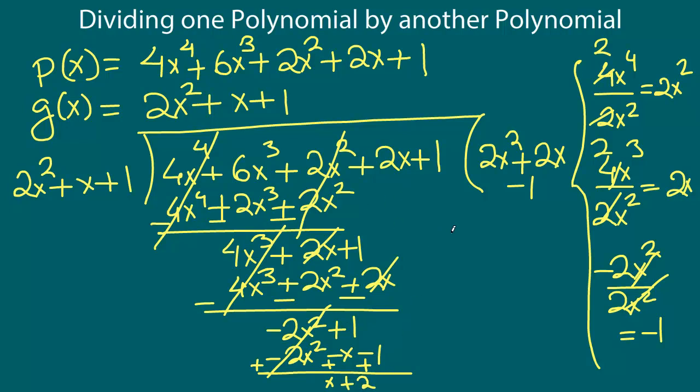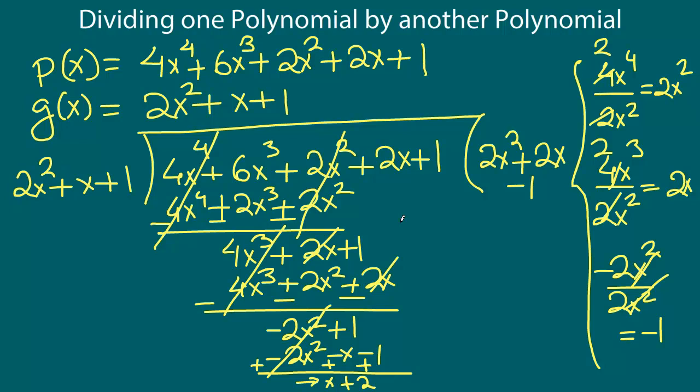Here we see that at this point the division stops. Why? Because the new dividend here is x, the degree is 1, whereas our divisor has a degree of 2. So the dividend has a smaller degree than the degree of the divisor.